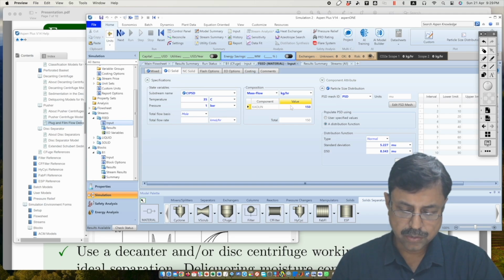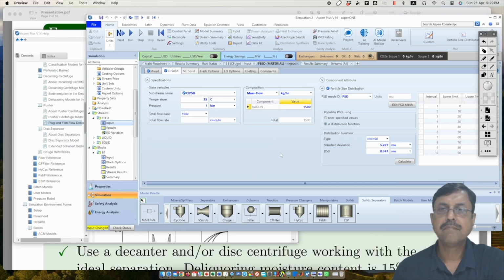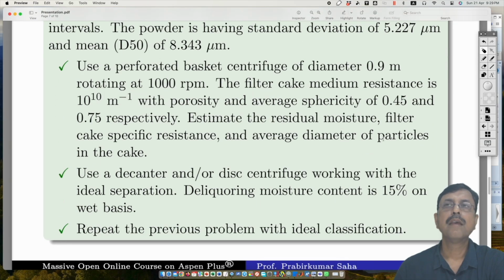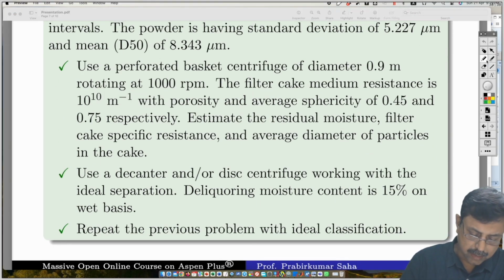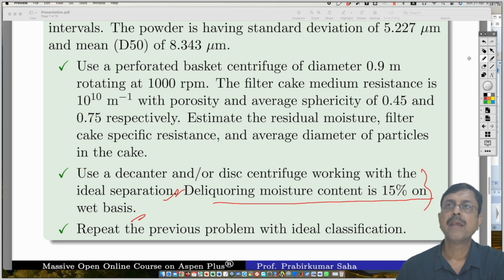Now we change back to 1500 because we solve other problems. So the next problem is this. Use a decanter or disc centrifuge working with ideal separation. Deliquoring moisture content is 15% on wet basis. So in this problem, we have to use either a decanter or a disc centrifuge. Now, why is it called decanter or disc centrifuge? Because for both of them, we have the same ideal separation problem.